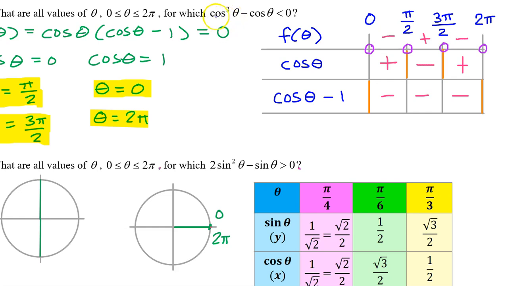Since we are looking for where f of theta is less than 0, the solutions will be in these intervals where f of theta is negative. So from 0 to pi over 2, and from 3 pi over 2 to 2 pi.